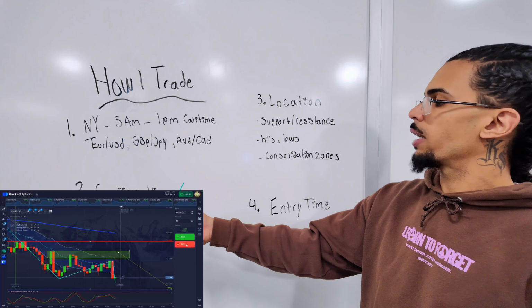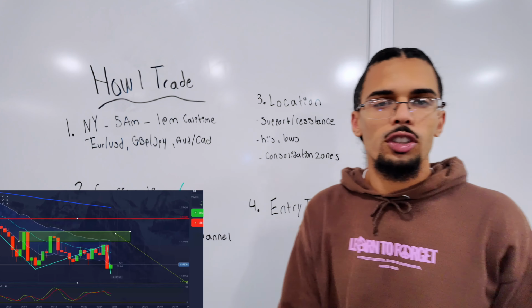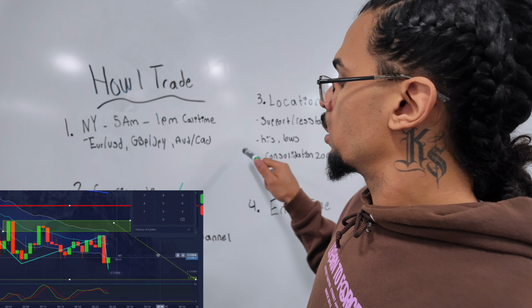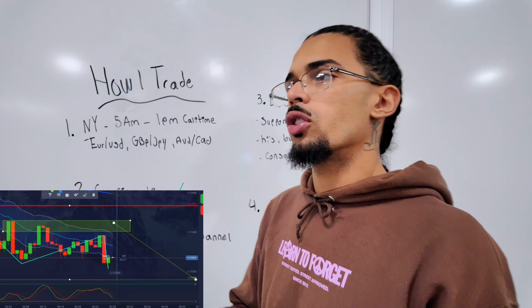All of your confirmations met your location, met your indicators. When do I place the trade? Because you can have all of these things set up and see it and know what it is, but what makes you place the trade?